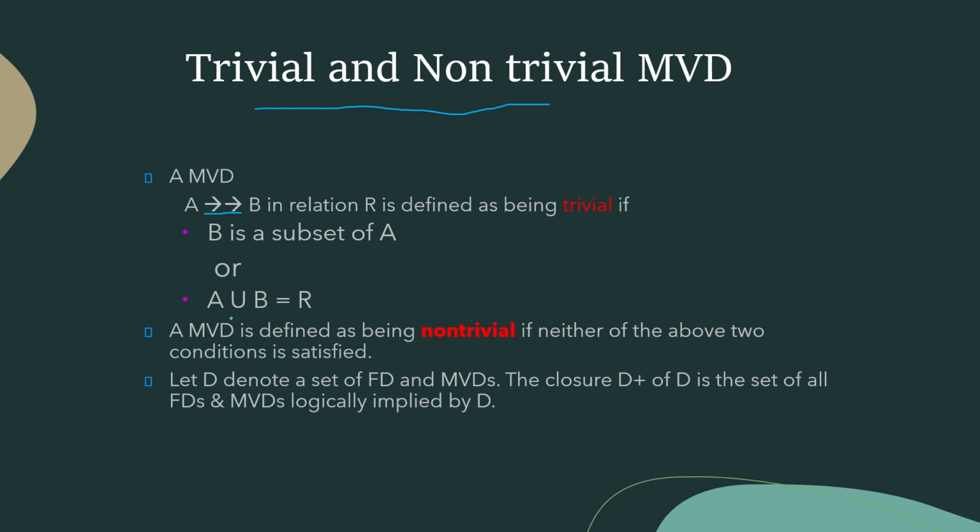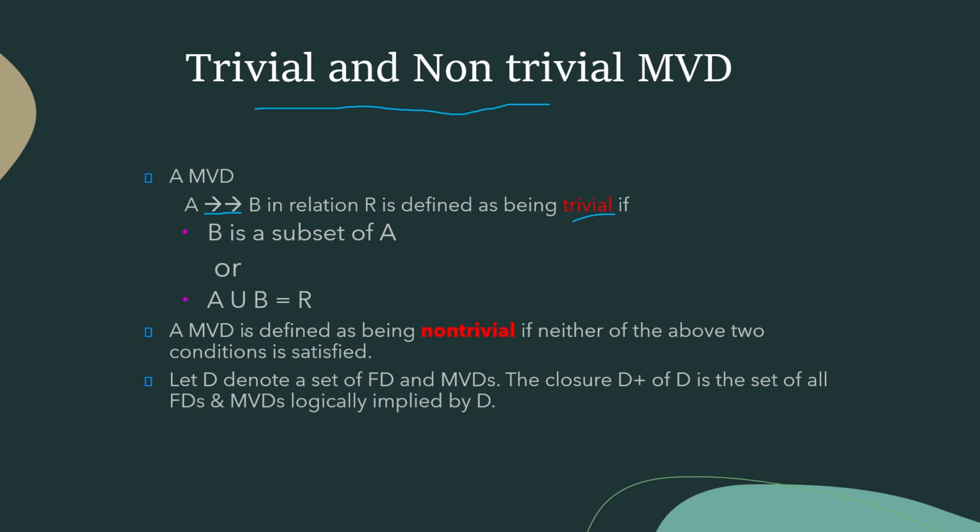Or in other words, if we take A union B, we will get R, that is the original relation schema R. If this condition is satisfied, then we can say that our multi-value dependency between A and B is trivial. So A and B are two attributes in a relation R, which is said to be trivial if B is a subset of A, or A union B is equal to the relation R.